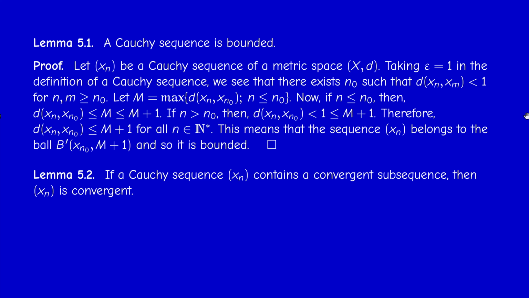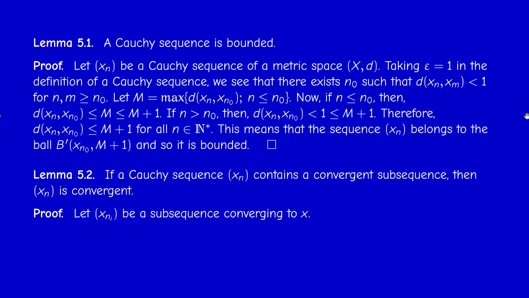Okay, second lemma. Pay attention. If a Cauchy sequence contains a convergent subsequence, then the original sequence is convergent. Okay, this is not true for any sequence. So we have two conditions here: xn is a Cauchy sequence and it has a convergent subsequence. Oh, this is not difficult.